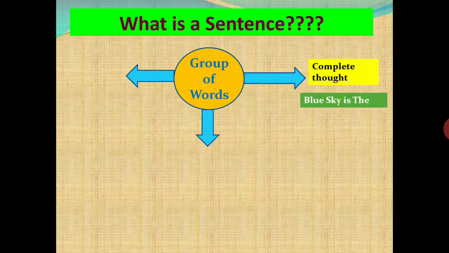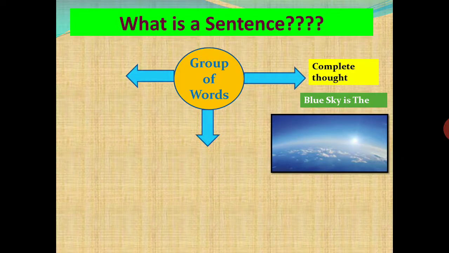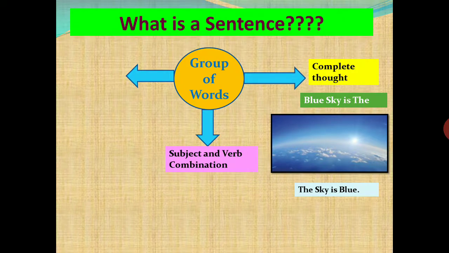Now, let us take an example. When you look at the words, "blue sky is the," when you read these words, do you understand? No. Why? Because these words are not giving me a complete idea. But if I rearrange these words and write "the sky is blue," it is giving me a complete idea where I am able to understand that the sky is blue in color.